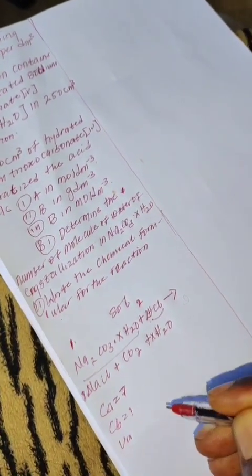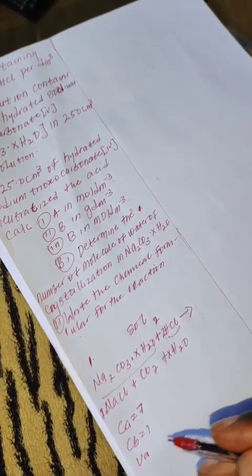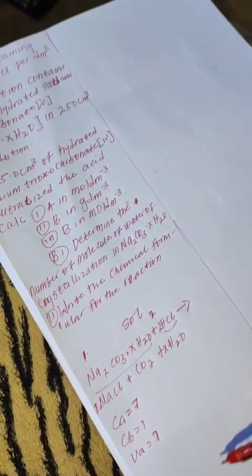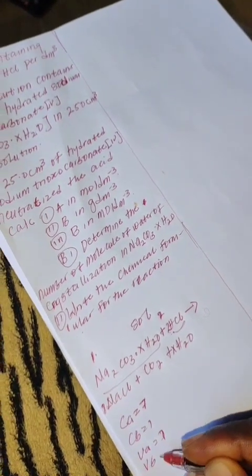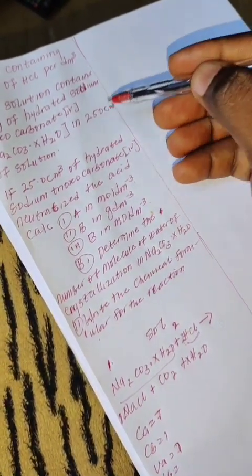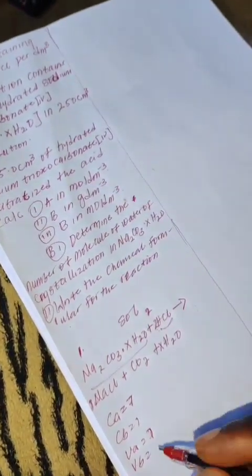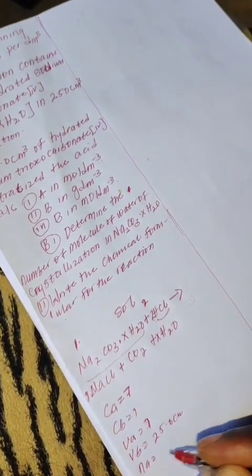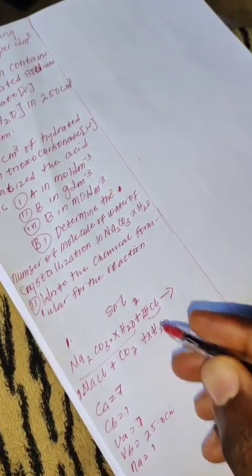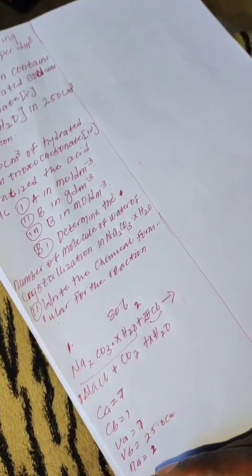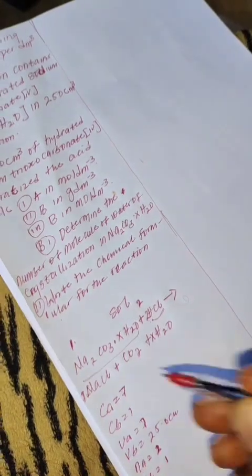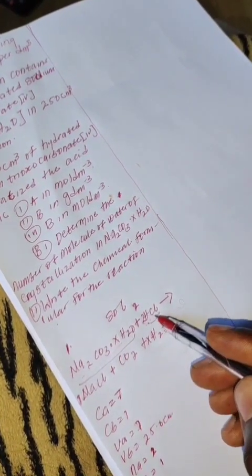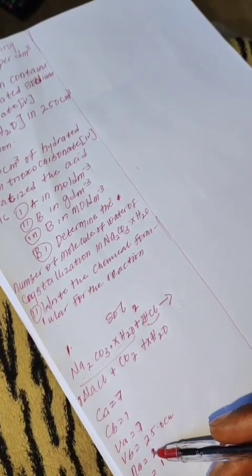Then our Va, the volume of the acid given, we don't know it yet, which is what we are going to use titration to get. Then our Vb, we're given to be 25 cm³, that's 25.0 cm³. Then our Na is equal to 2, our Nb is equal to 1. This is the Nb taken as the base, and this is the acid taken as 2.